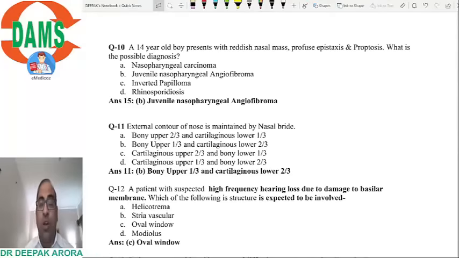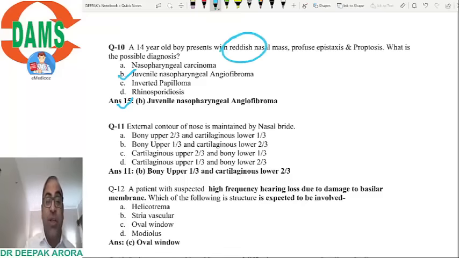Question number 10. A 14-year-old boy, very favorite question of FMGE examiner. 14-year-old boy, red mass, epistaxis, no other option going except nasopharyngeal angiofibroma. Option B will be the best choice. Nasopharyngeal carcinoma. What will be the presentation in option A? Nasopharyngeal carcinoma will be unilateral cervical lymphadenopathy. Patient will be having some mass in the neck. Clear? Inverted papilloma. Patient will be having whitish, not reddish. It will be whitish mass on the lateral wall. If it is whitish mass on the lateral wall, I will go for inverted papilloma.